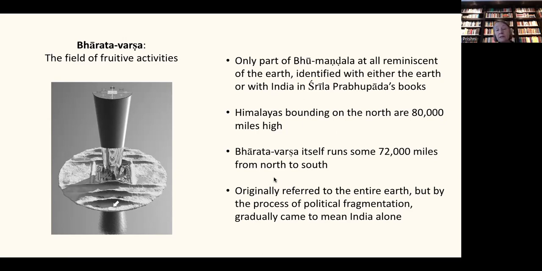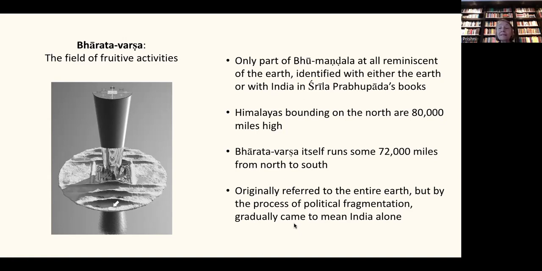And in Prabhupada's books, he identifies this term, Bharatavarsha, this particular tract of land, sometimes as the entire Earth and sometimes just as India. So that makes it a little problematical. This mountain range just north cuts this varsha off from the other 8 varshas. It's called the Himalayas, has the same name as the Himalayas in India. The interesting thing is they're 80,000 miles high. And the distance between the mountains and the ocean, which is the area of Bharatavarsha, is 72,000 miles in length.